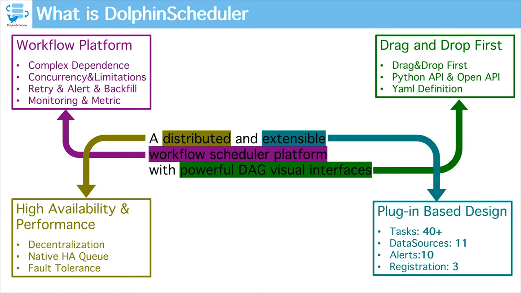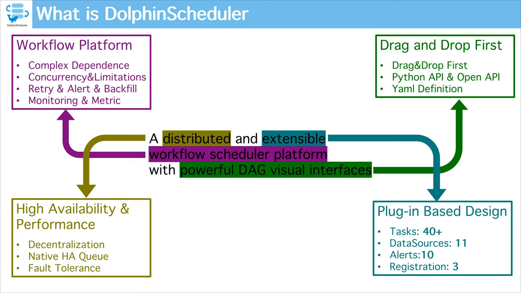And the next keyword I want to talk about is distributed. It means high availability and performance. Because DolphinScheduler is decentralized, we can expand our cluster easily. Also, it's natively HA, and it can handle a lot of tasks.